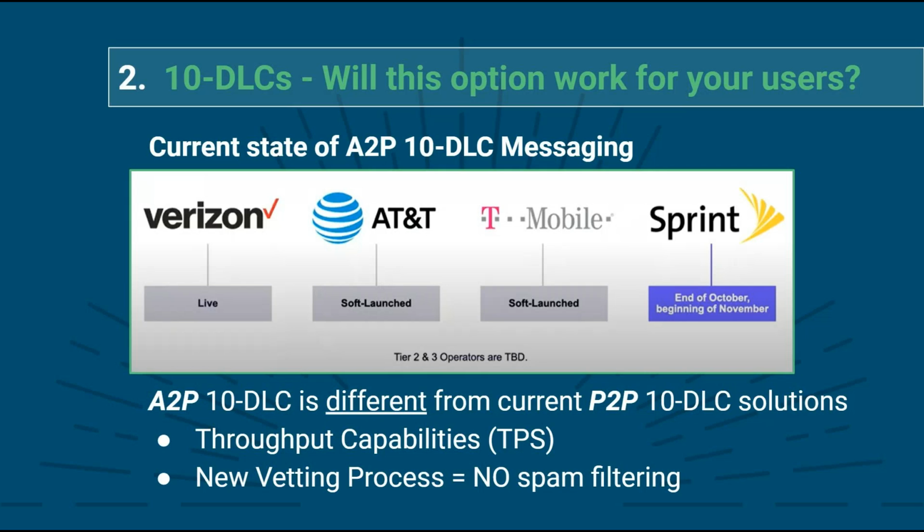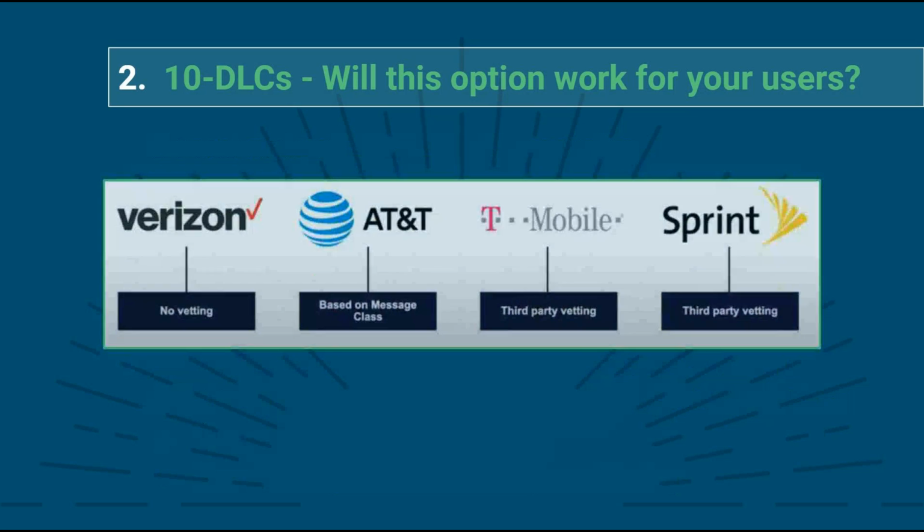So right now, as you know, all the messages that go through the 10DLC and the toll-free network are subject to spam filtering on the carrier level, and the new vetting process will eliminate that. So that is the current state of A2P 10DLC messaging in the United States.